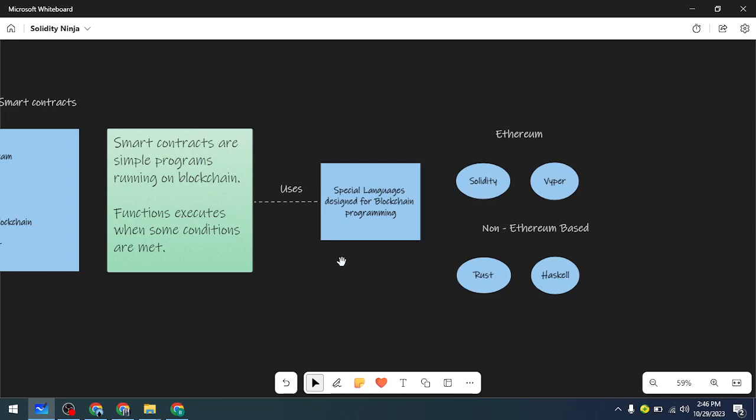Now Ethereum was designed to develop smart contracts on blockchain. It has two popular languages. The most popular is Solidity and the other one is Viper. Solidity is more like JavaScript and Python, and Viper is more like Python. Non-Ethereum based programming languages can be Rust, which can be used for Solana and other blockchains, and Haskell, which is used for the Cardano blockchain.